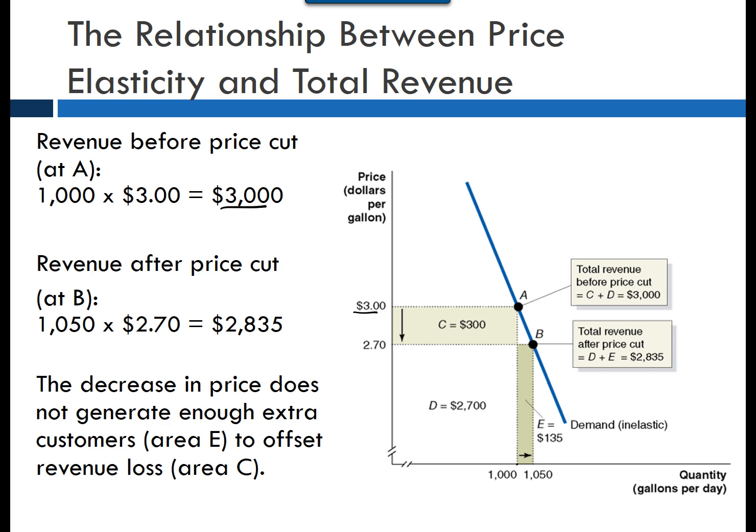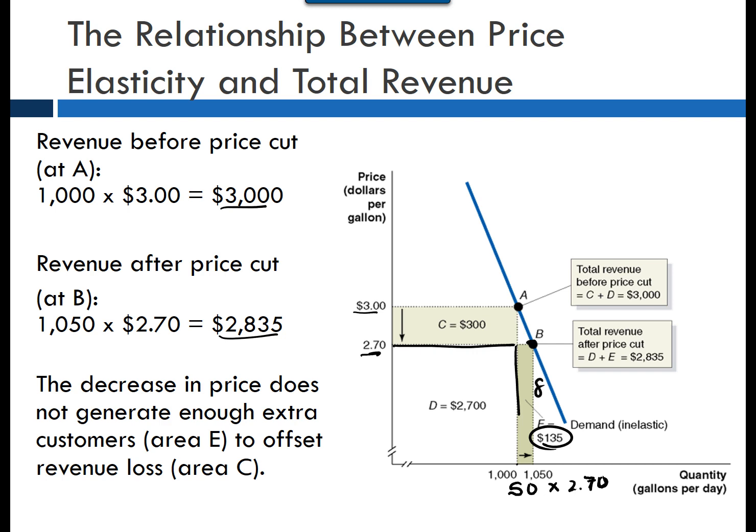When I cut my price down to 270, I'm here at B, and so I gained 50 extra customers. And so now my revenue is 2.8. You can see it went down. So this is what you got. You got 50 extra customers here, okay? Each one paying 270. So that means my total extra revenue is $135 from those 50 extra. However, these 1,000 people right here would have been willing to pay.